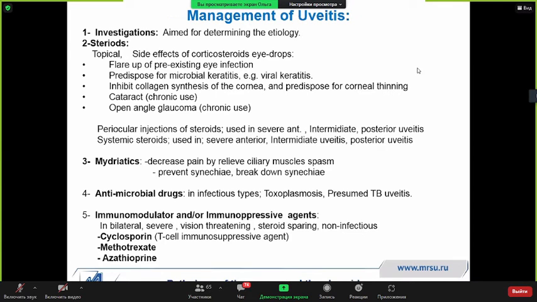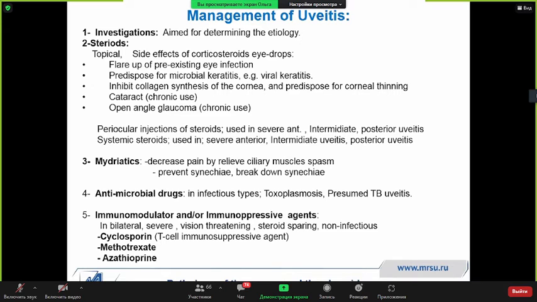Okay. Management of uveitis. Of course, we need to determine the etiology. We need to do some investigations. Due to drugs, we use steroids. It can be topical or systemic variants. Also, we use mydriatics, antimicrobial drugs, or specific antiviral drugs, if we spoke about the herpetic variant of uveitis.